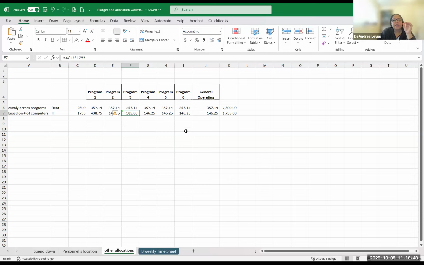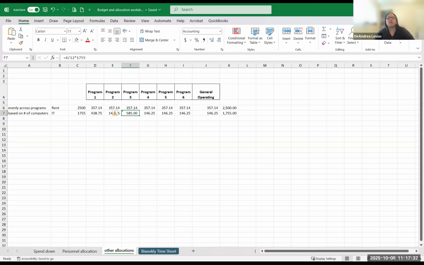The thing about allocations is there's not necessarily a right or wrong way to do it, but whatever method you decide to use, you need to document it and then you need to consistently use it. And anytime it changes, say you started with 6 programs and then 3 of them ended, so now you only have the 3 programs plus Gen Ops, then you need to redo your allocation. You just need to document the change, why you made it, and when it went into effect.